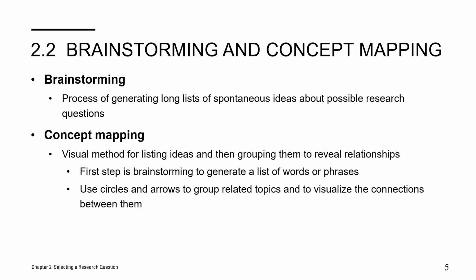Concept mapping is a way of taking these ideas that are brought out in brainstorming and putting them into different themes. It's a visual method for listing ideas and then grouping them to reveal relationships. Oftentimes in a brainstorming session, you may come across an activity where you are asked to generate a list of words or phrases. Then you would use circles and arrows to group related topics and visualize the connections between them. A good way of doing this is by using Post-it notes.